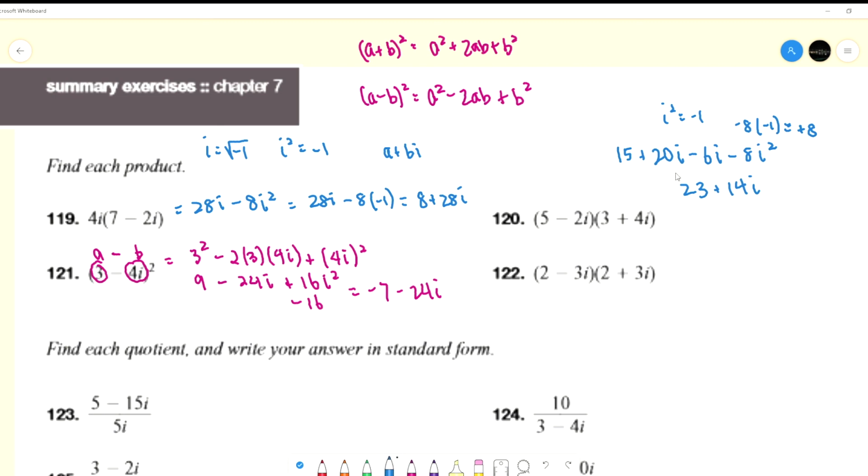Okay, so going back to 120, you didn't understand 120? Which part about it? Was it this i over here? i squared?